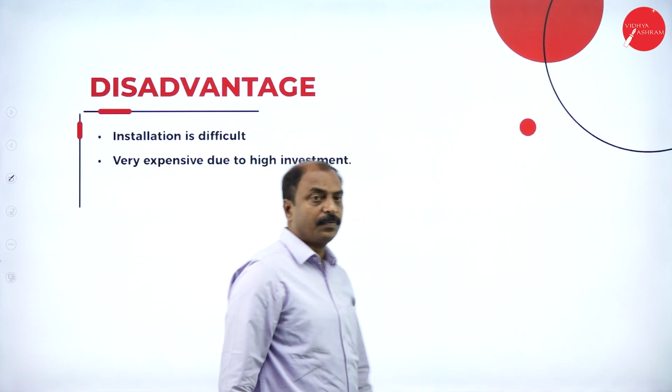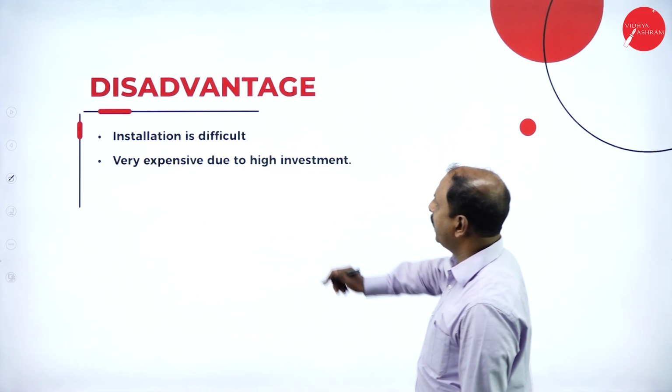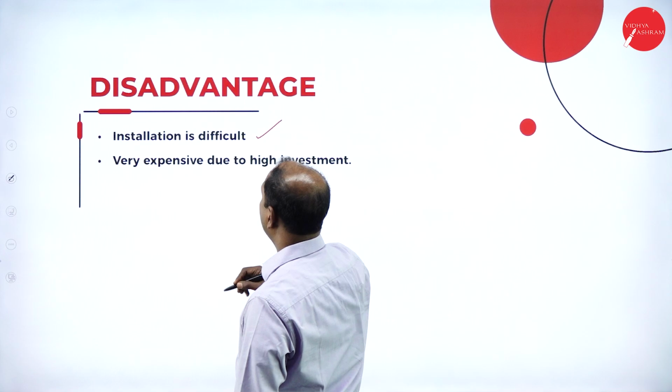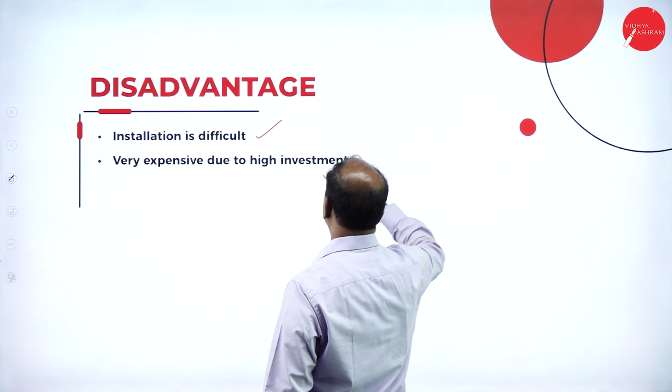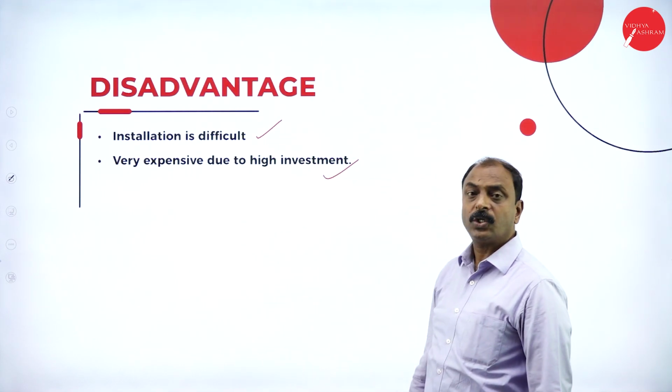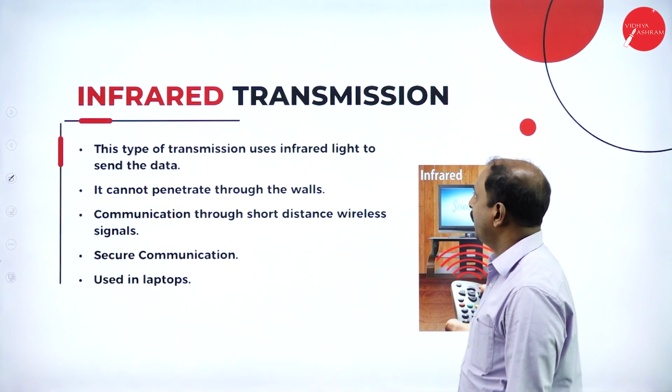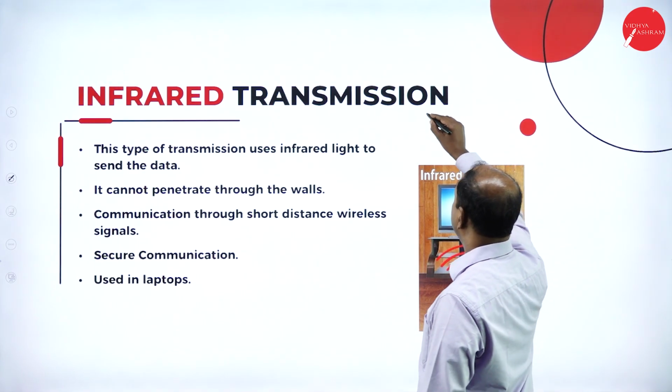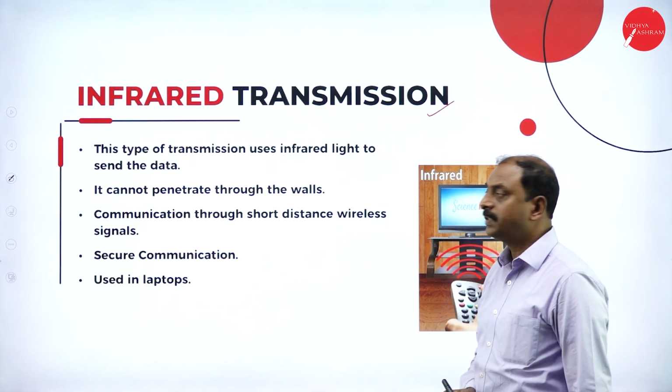What are the drawbacks of this? Disadvantages: installation is difficult and expensive due to high investment. These are the drawbacks of satellite communication. Next one is infrared transmission. So what is infrared transmission?